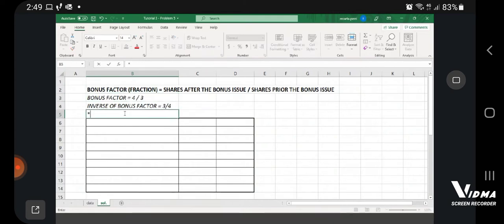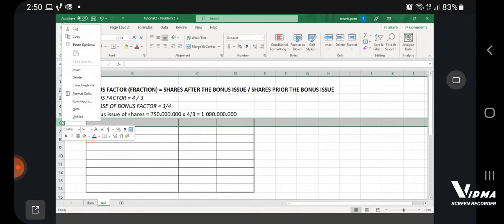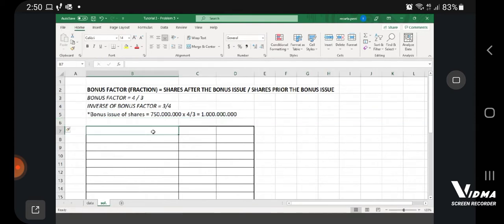I'm adding some information over here. The bonus issue of shares is equal to, we previously have 750 million shares multiplied by 4 divided by 3, which is the bonus factor over here. And right now we have 1 billion shares. So the new number of shares after the bonus issue is 1,000 million or 1 billion. Okay?